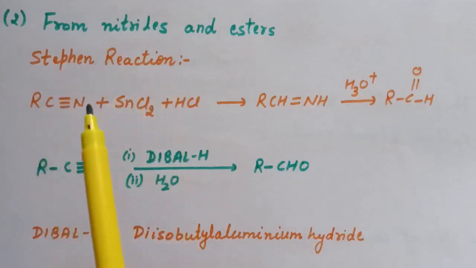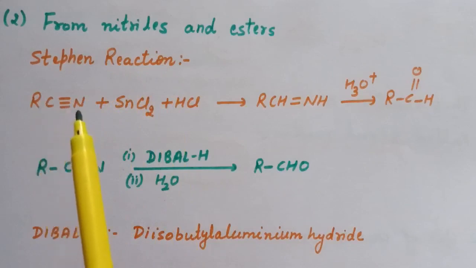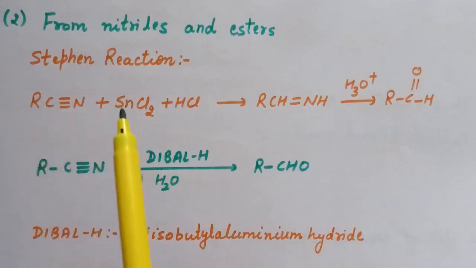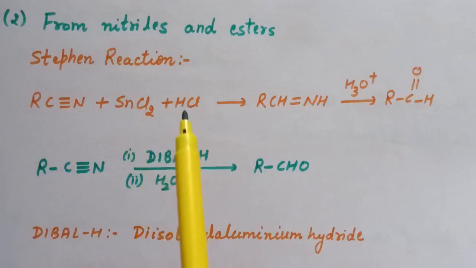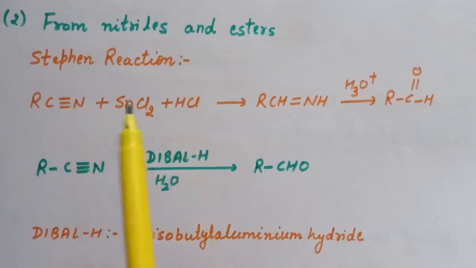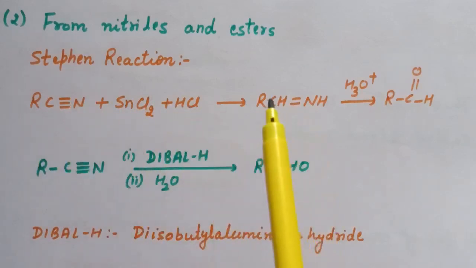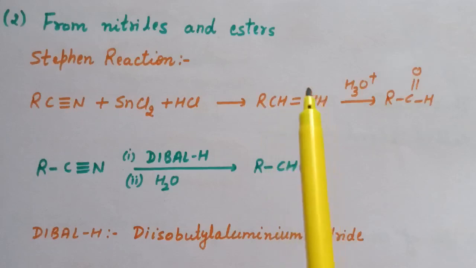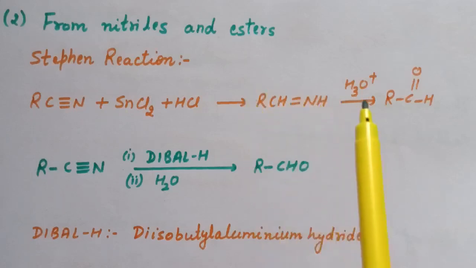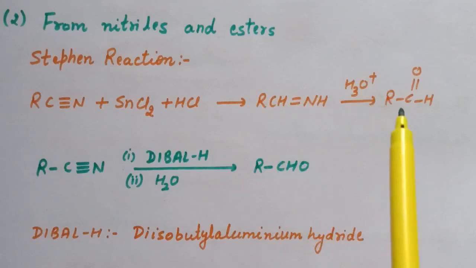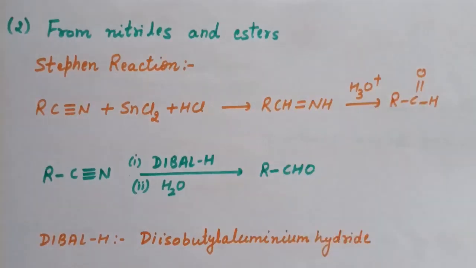Reaction of nitrile, RCN is the formula for nitrile, in presence of SnCl2 plus HCl. First an imine is formed, that is RCH=NH, and the hydrolysis of this imine results in the formation of RCHO. And this reaction is called Stephen's reaction.